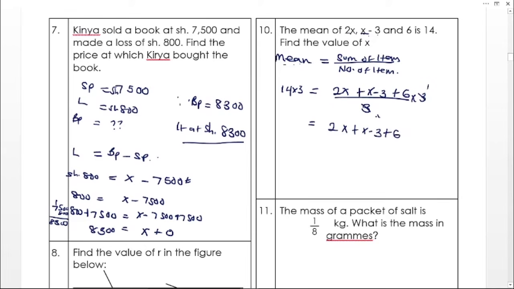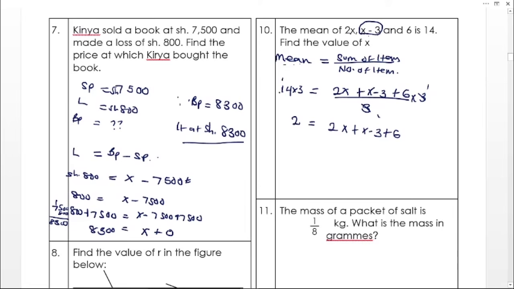Now there are some members who are getting confused. They are counting these items as 1 2 3 and 4. No, they are not 4, because this one is taken to be one term, x minus 3, not x and negative 3. No, unless here we had a comma, but it's not there, so this is one term. So 4 times 3, it is a 12.